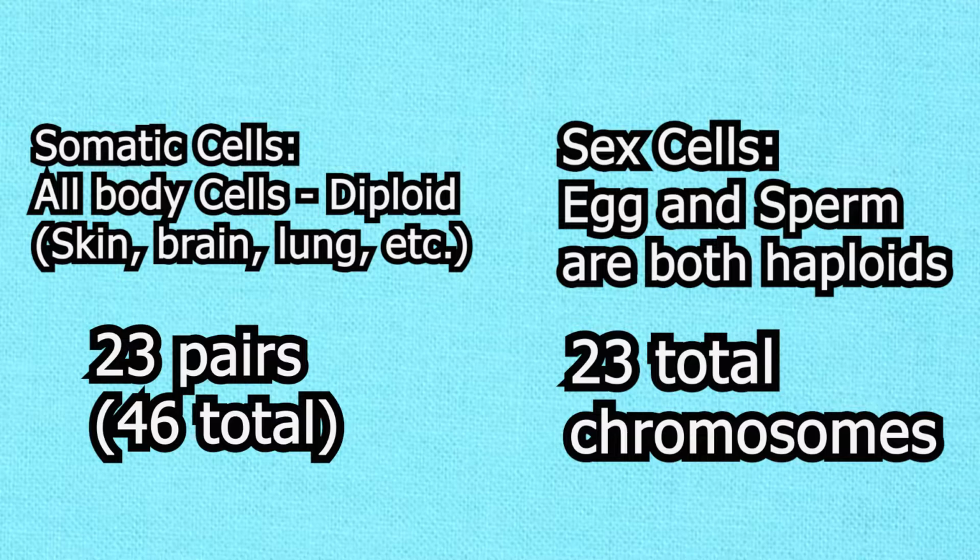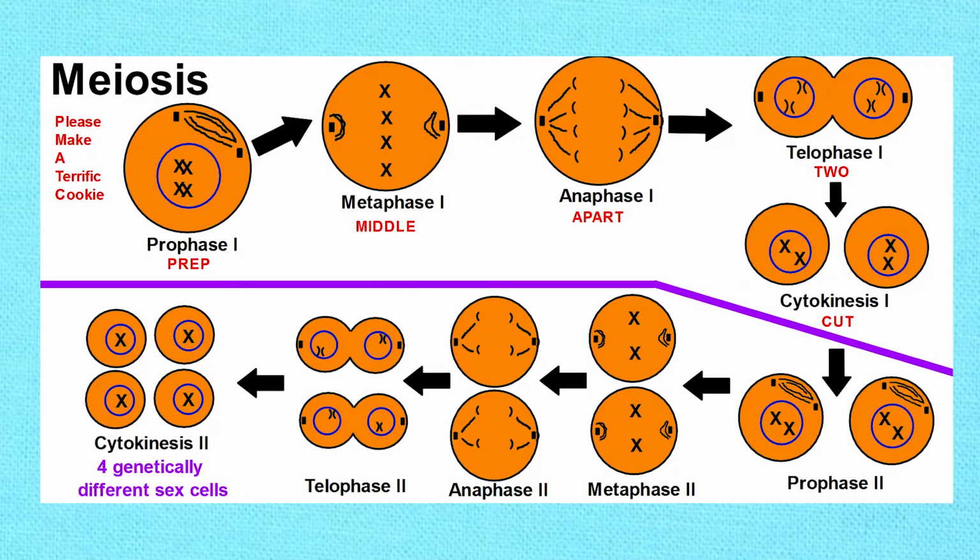That's not what we want. So the meiosis process has to create two specialized cells, sperm and egg, that have half of the DNA. This is called a haploid. They're only going to have 23 chromosomes total, not 23 pairs. They're half of 46, which is 23 total chromosomes. So here's the process of meiosis.